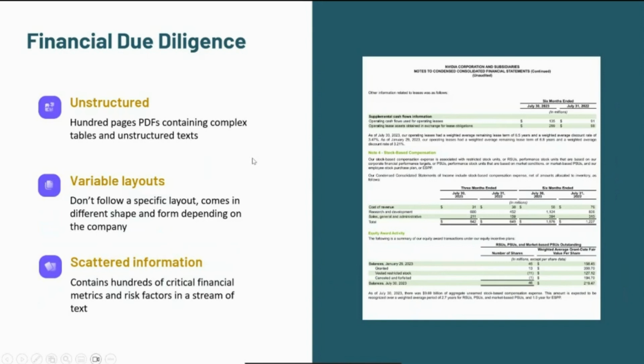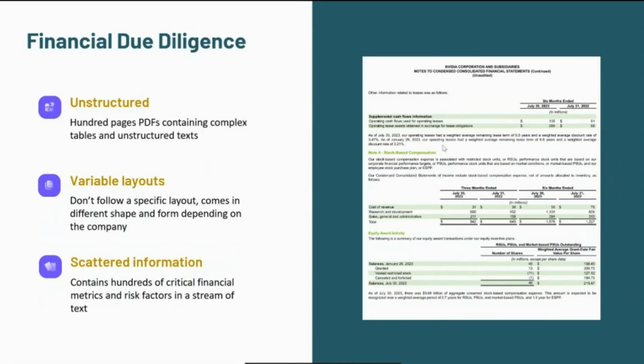These are hundreds of pages of companies' reports. They report about their financial health, their risk factors, and they contain complex tables. They don't follow a certain layout. There's a lot of unstructured text between tables. The information is scattered. Sometimes the financial metrics are mentioned in the table, and sometimes they're in the text. It really makes it difficult to structure it and distill the information from it.